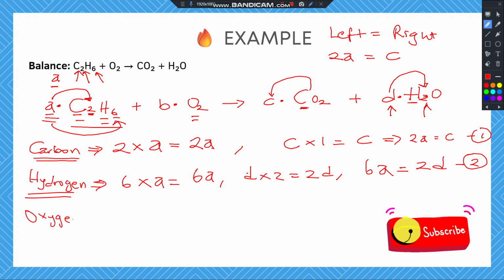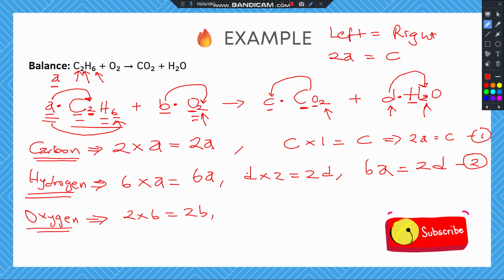Oxygen, which is the third and last element we have in this chemical reaction, has an atom over here. On the left hand side, it has a subscript of 2 and a coefficient of the letter B. So for the left hand side, the number of atoms of oxygen we have will now be B multiplied by number 2. So we have 2 multiplied by B, which is 2B. On the right hand side now, how many atoms of oxygen do we have? We have an atom of oxygen over here, and it has a subscript of 2, and the coefficient is the letter C. So therefore it becomes 2 multiplied by C, which is equal to 2C.